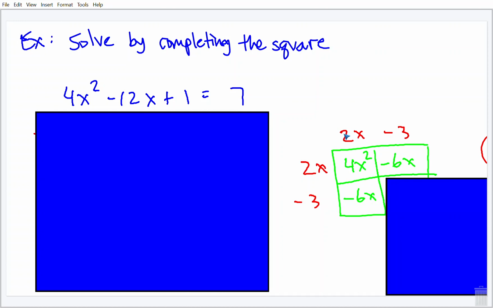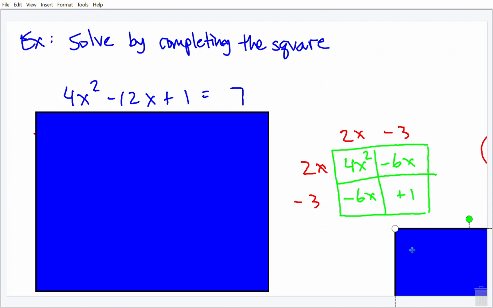So now we have a square. We know this is a square because we have 2x minus 3 above and 2x minus 3 on the side. And then, normally, negative 3 times negative 3 would equal what here? Would equal 9, but we've got a plus 1 as the constant term.